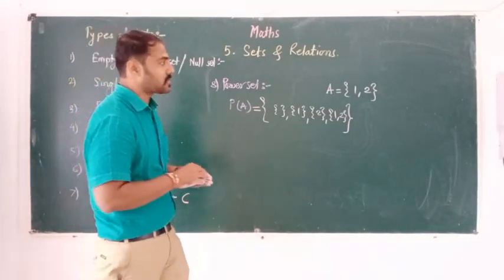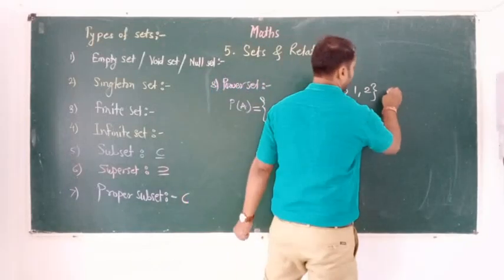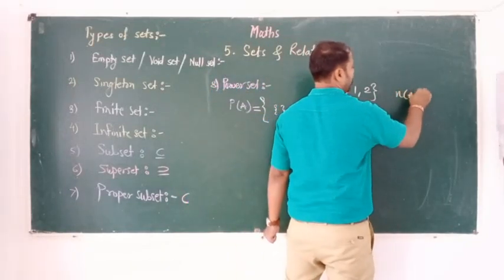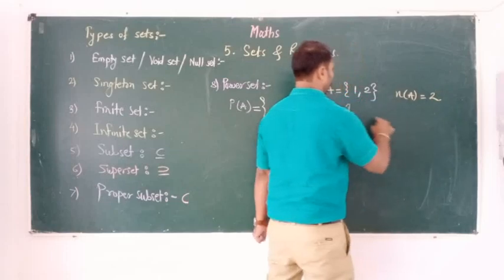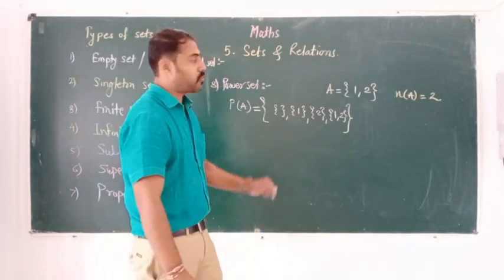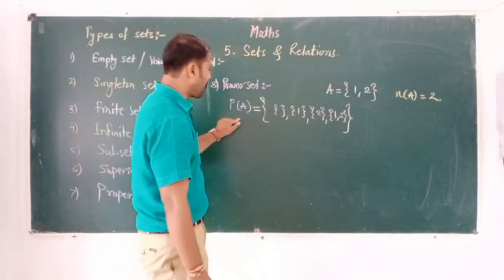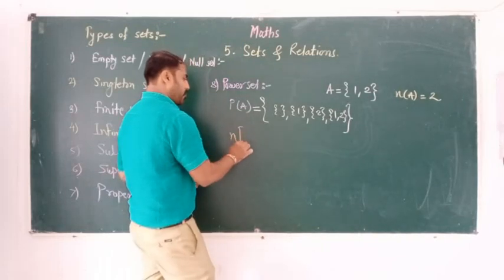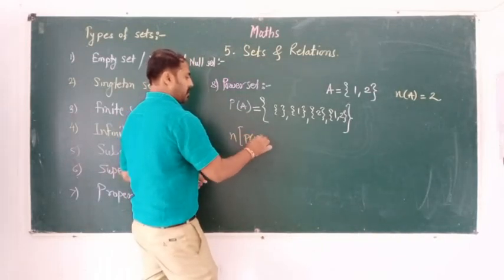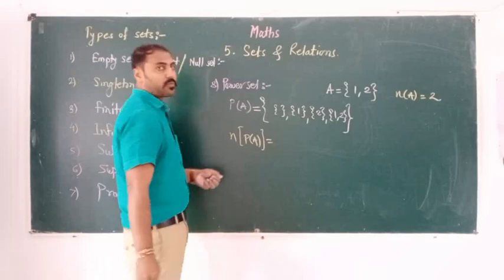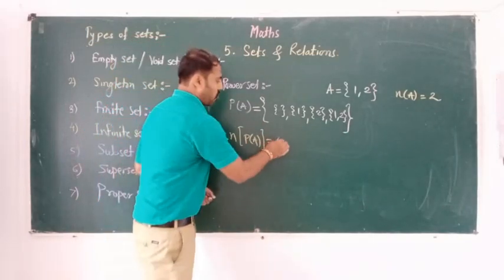Set of all subsets of. Look at here, in A, how many elements are there? 2. Now look at here in power set of A. In power set of A, how many elements are there? 4.